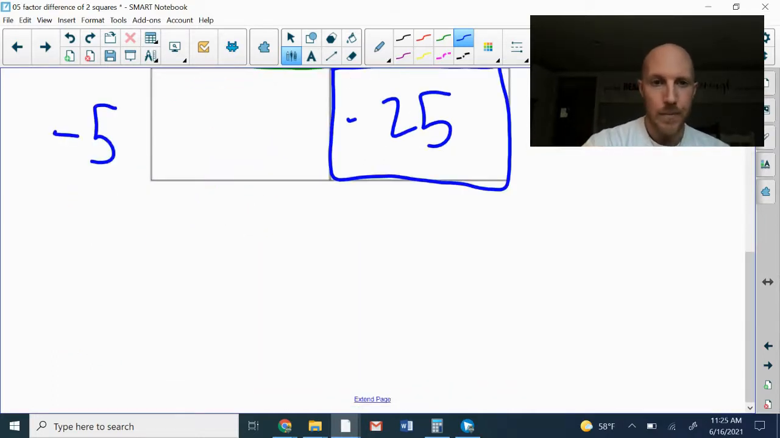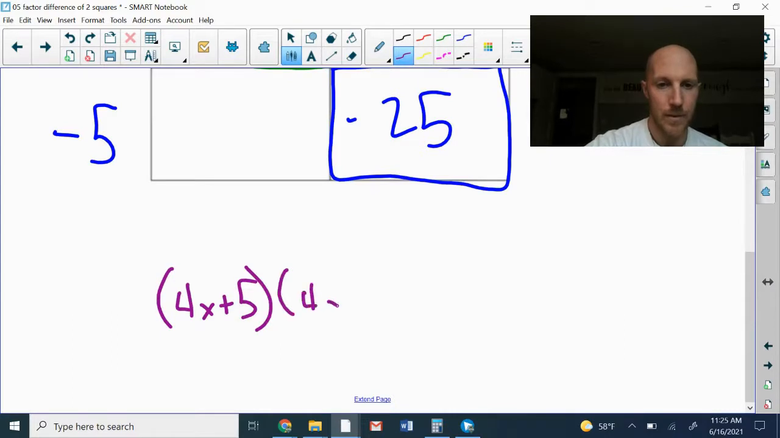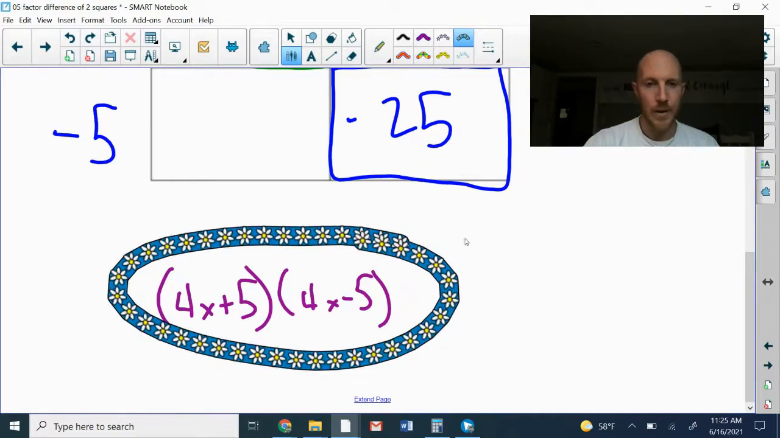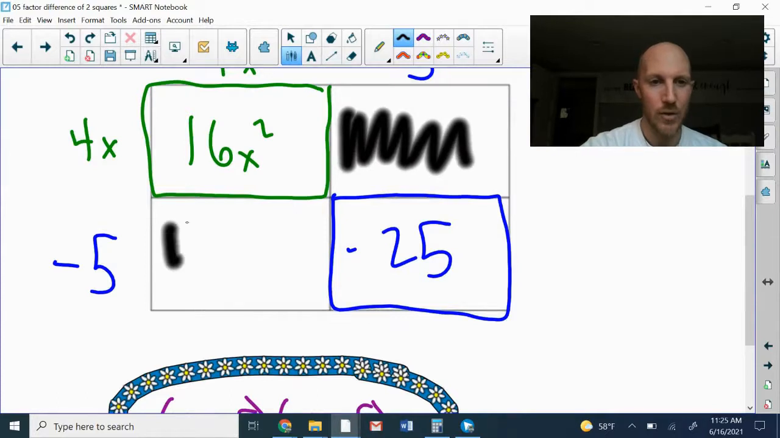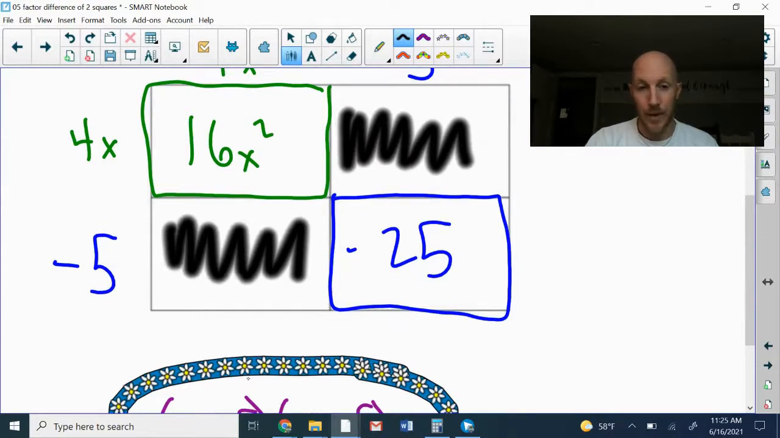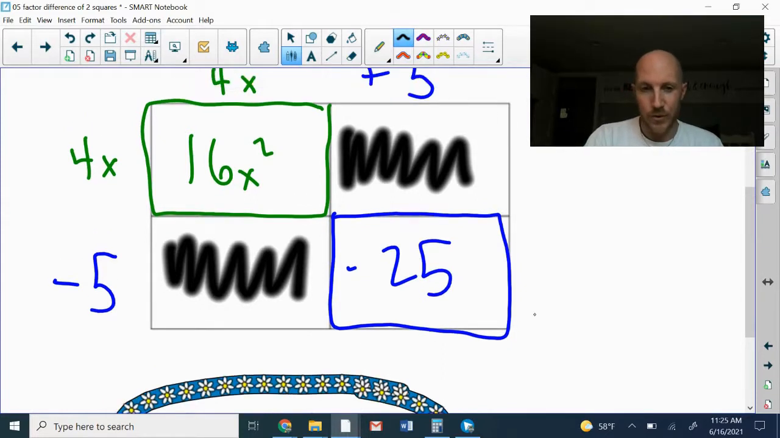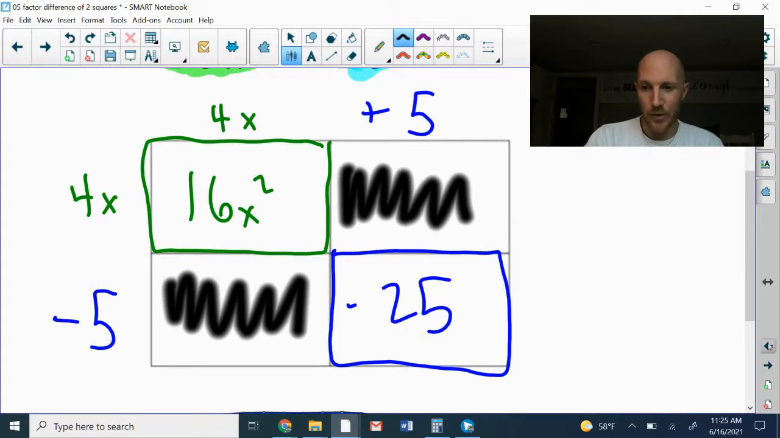And then my factors: 4x plus 5 and 4x minus 5. Right. And then in this case, I did not need to fill anything into these other parts of my factor box. So this is much faster than the first approach. Let's see if we can simplify our method even more.